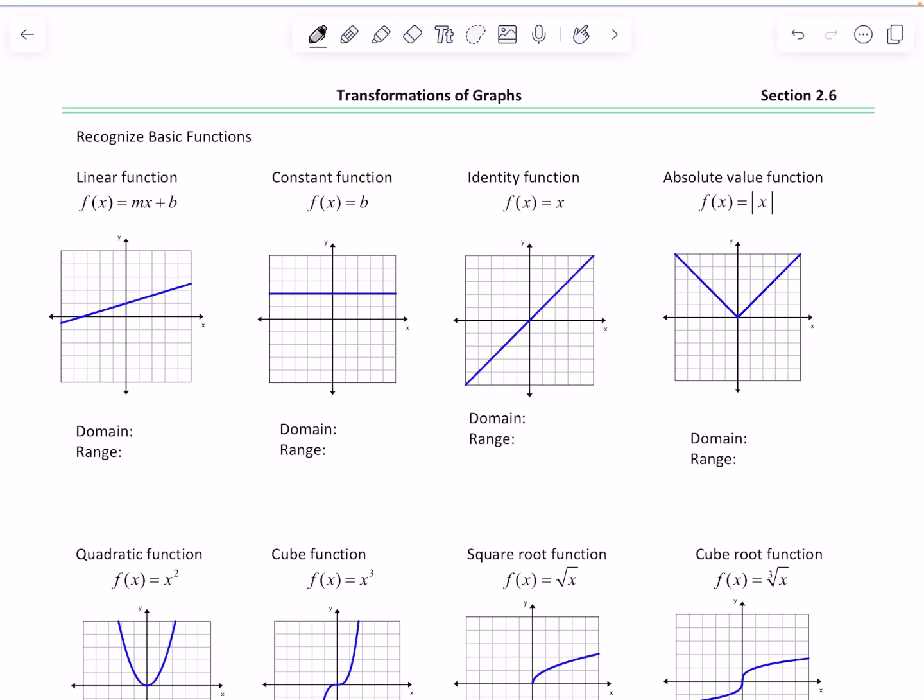So in order to do that, the first thing we need to do is build a library of basic functions. We're going to call these the parent functions. And we will utilize these to then examine how changing their formulas impacts the way that the graphs appear.